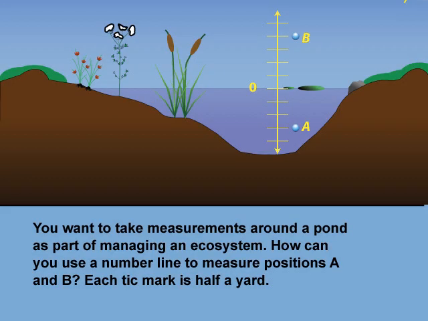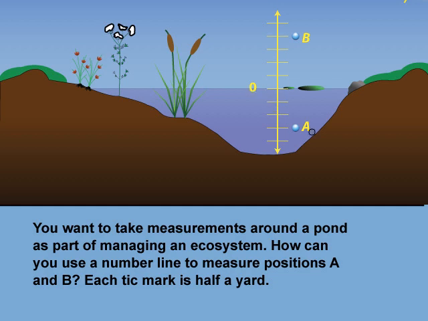You want to take measurements around a pond as part of managing an ecosystem. How can you use a number line to measure positions A and B? Each tick mark is half a yard. This number line shows distances above and below the water line, which is labeled 0.